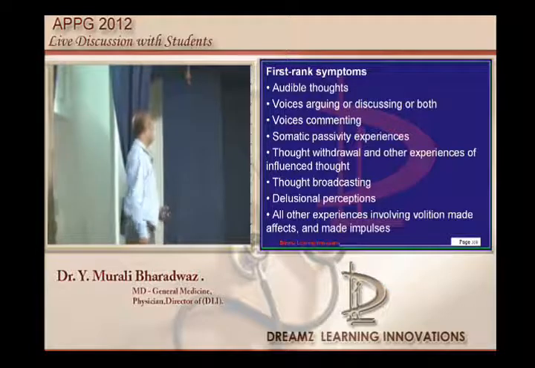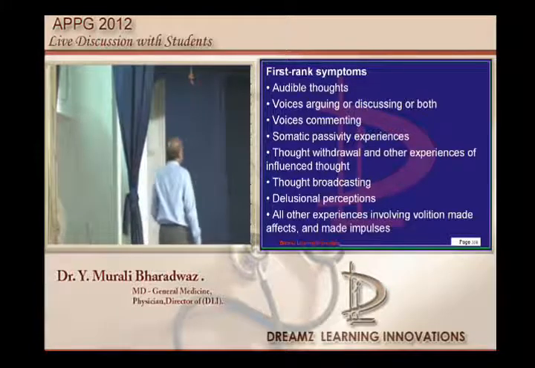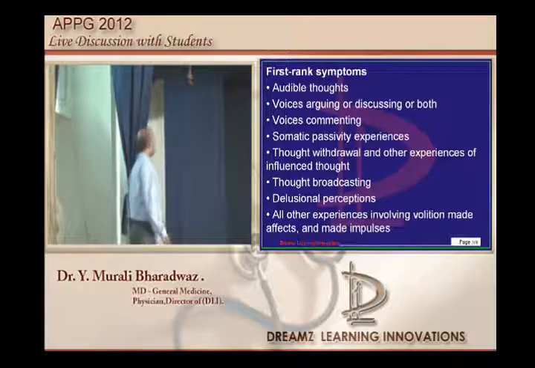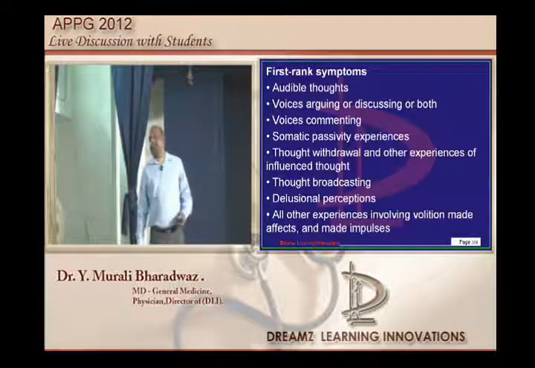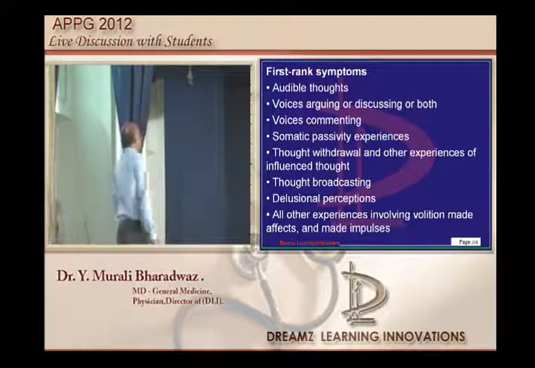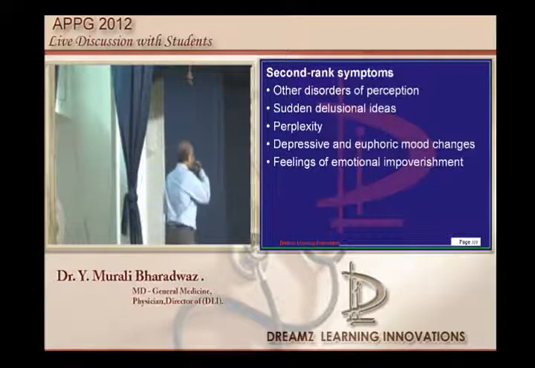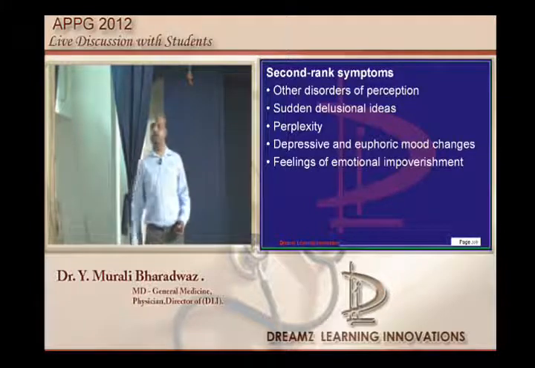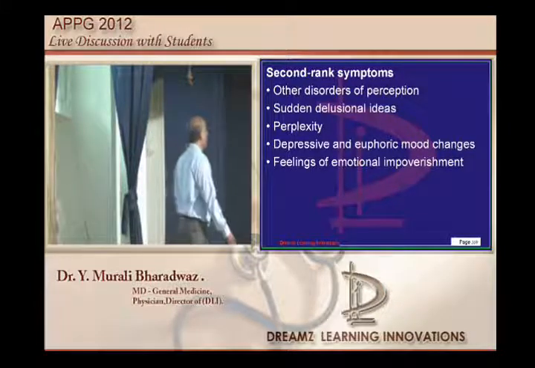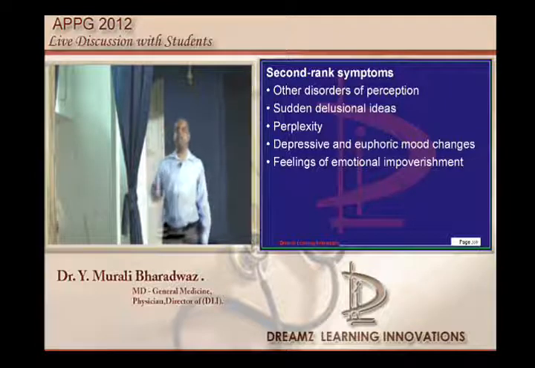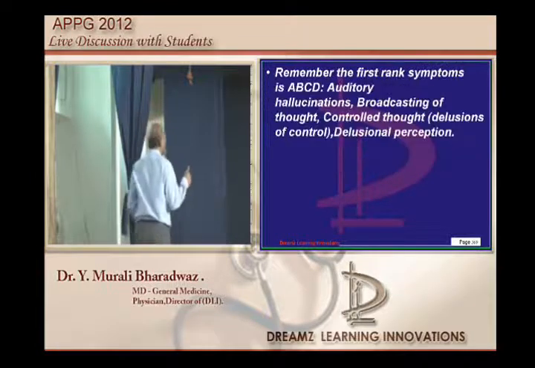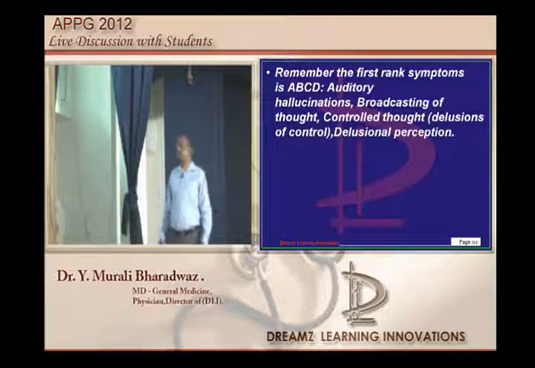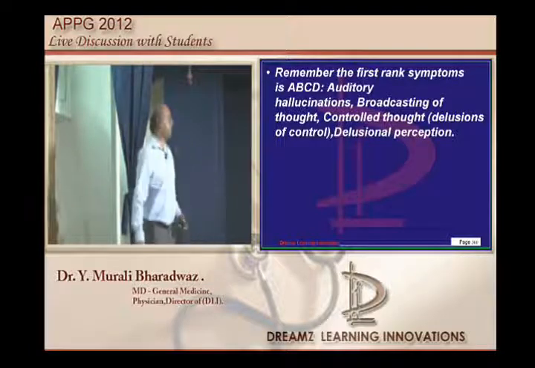Always one question on schizophrenia: audible thoughts, voices commenting, somatic passivity, thought broadcasting, delusional perceptions, they are all first rank. Whereas depressive and euphoric mood changes, perplexity and feeling of emotional impoverishment, they are all the second rank symptoms of Schneider. So easy to remember, first rank symptoms is A, B, C, D. A for auditory hallucination, B for broadcasting of thought, C for controlled thought, and D for delusional perception. A, B, C, D first rank Schneider's symptoms.